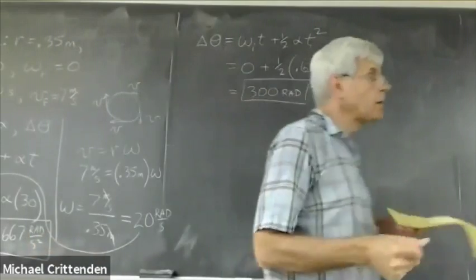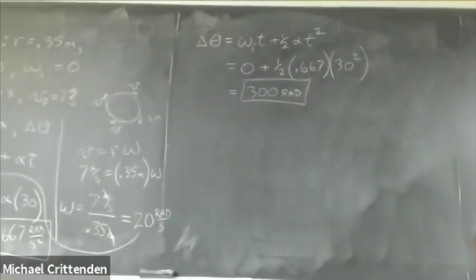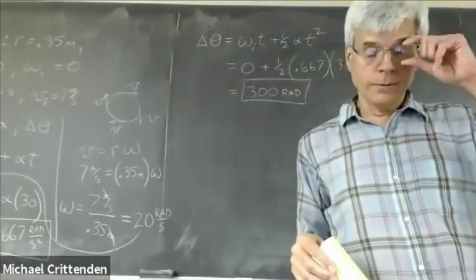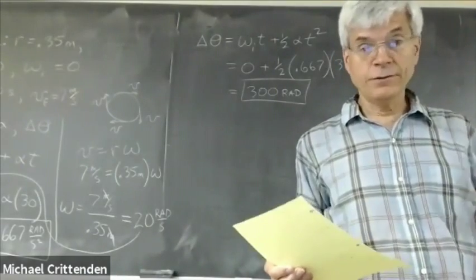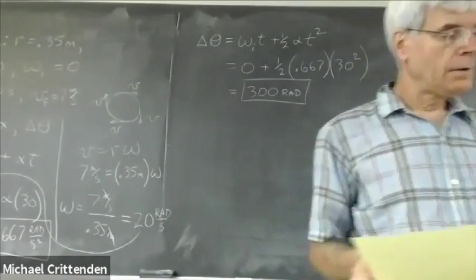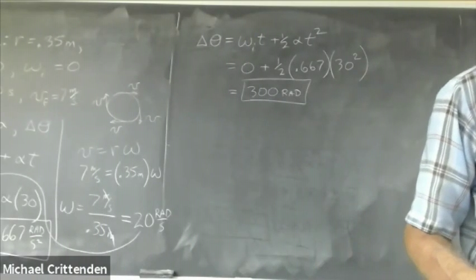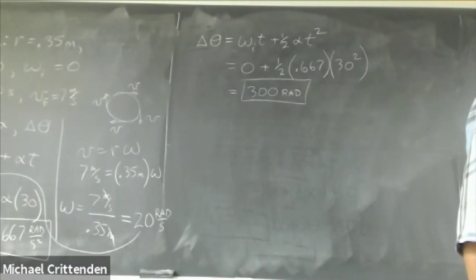About an even 300 radians. Or, if you prefer revolutions, divide by 2 pi. And that'll tell you how many times it went around.